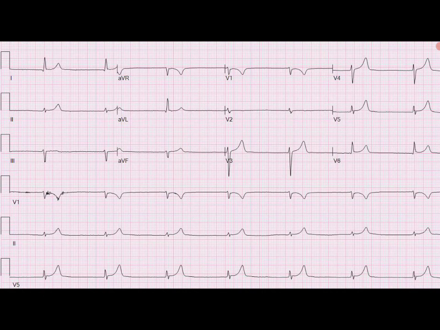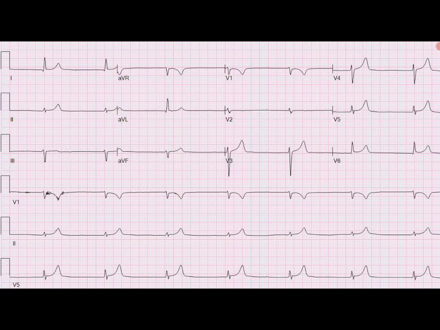The QRS complexes are more than 6 big boxes apart, so we know it is less than 50. Now 7 big boxes apart is about 43 beats per minute, and this is just beyond that, so I'd say it's about 40. The rhythm is regular. Do you see any P waves? No, the P waves are absent here.